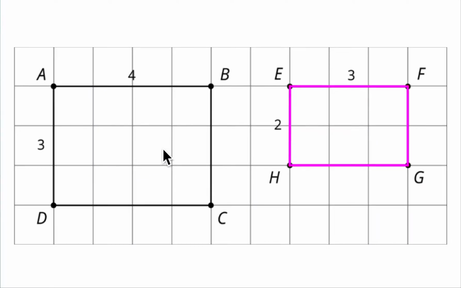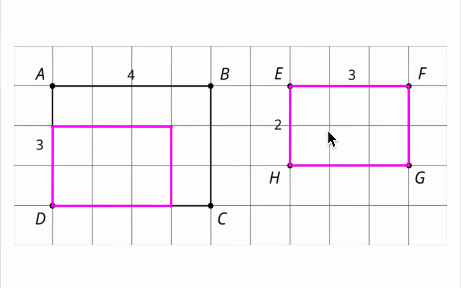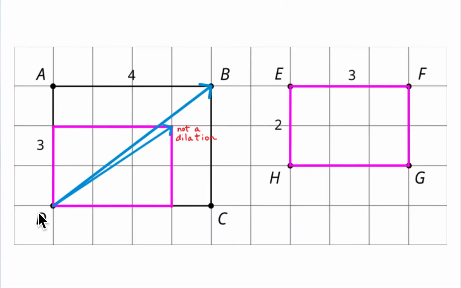rectangle. So if we look at this pink rectangle, the first thing is to slide it over here, line up the vertices with the center of dilation, and you're going to see that they don't quite line up. You cannot draw a single arrow from the center of dilation through each vertex. That tells you that it's not a dilation. You can't take this vertex to this vertex through a dilation, and vice versa. You can't take this vertex back to this vertex through a dilation. So they are not similar figures.